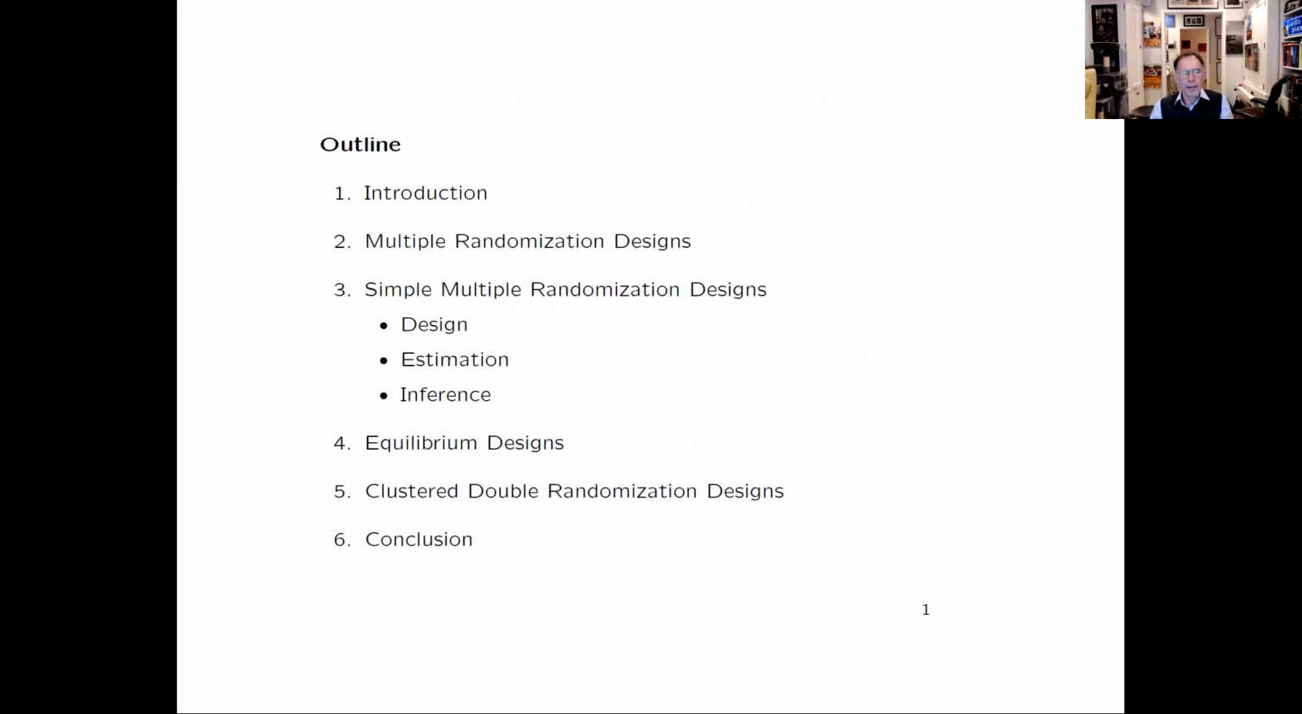So first I'll give a little bit of an introduction, then I'll talk in general about these designs that we call multiple randomization designs. Then I'll look at a simple class of these designs called simple multiple randomization designs. For that, we look at some of the designs, at how we do estimation, how we adjust for inference, and what kind of estimates we're looking at. Later I'll look at 2 additional designs that are more complex, but I'll give you some idea of the richness of these methods.